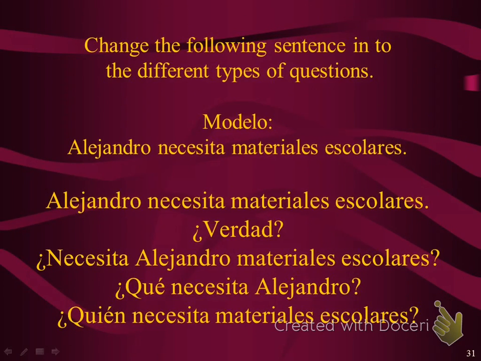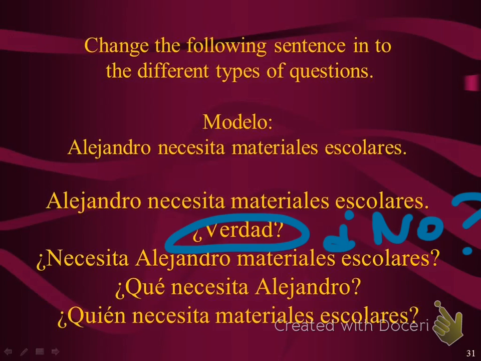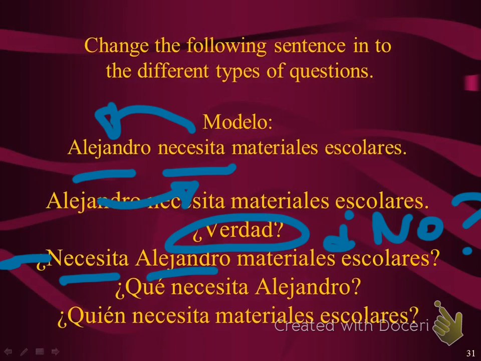There's more complicated ways that you can basically just add the word verdad or an upside down question mark no afterwards and it makes it into a question, but we're not going to worry about that. All we're doing is if we have a verb and a subject, we're just flipping those two so that we can make it into a question. Does Alejandro need, and you have to read it backwards, does Alejandro need school materials?